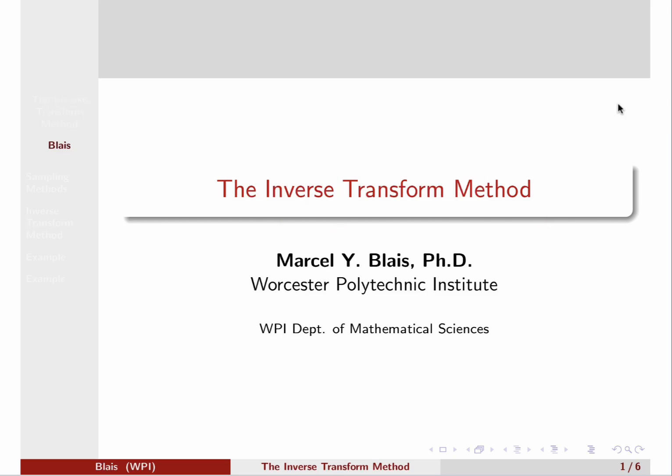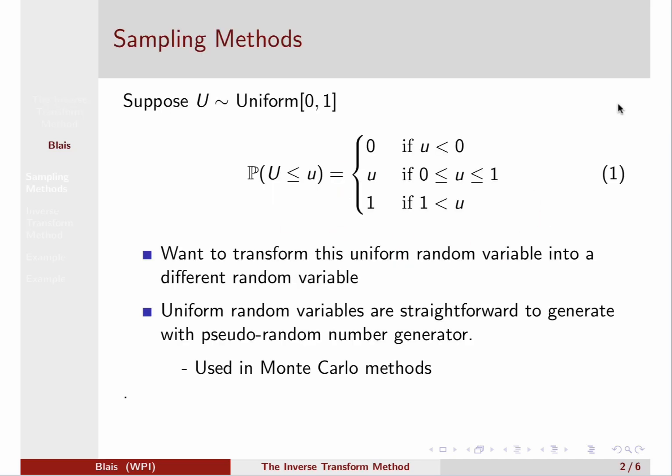In this lecture, we will be looking at the inverse transform method. The inverse transform method is a type of sampling method. So suppose that you have a random variable U that is uniformly distributed on the interval 0, 1. Remember, that intuitively means that if you think about drawing a random number from the interval 0, 1, you get anything in here with equal probability. That isn't mathematically the correct way to say it, but that's the way to think of it.